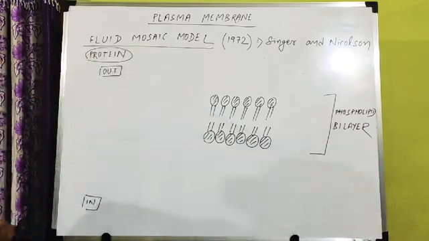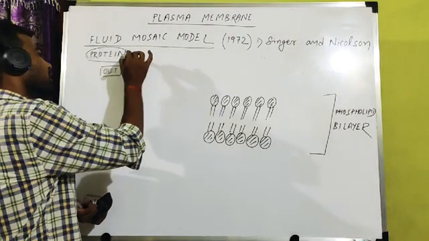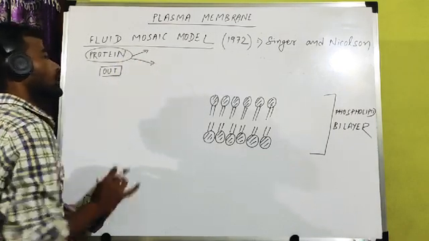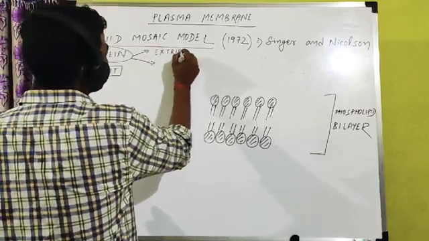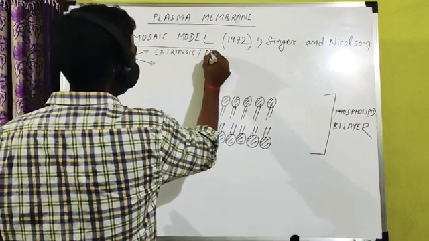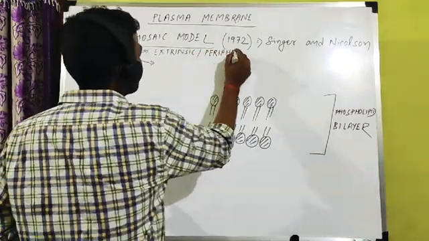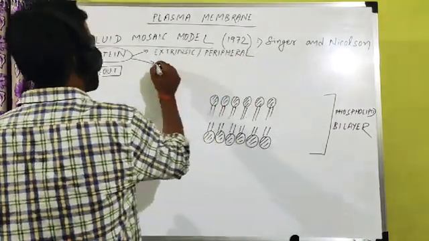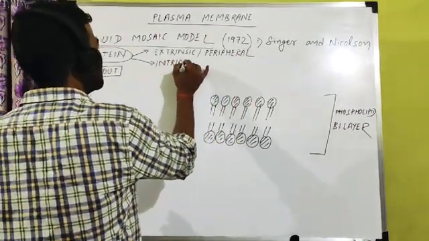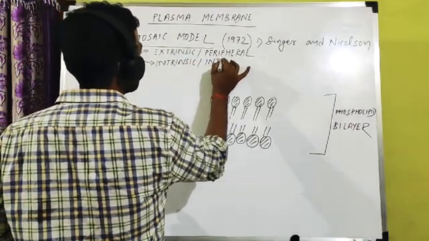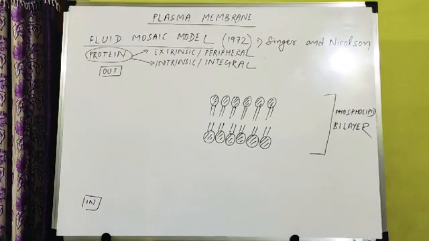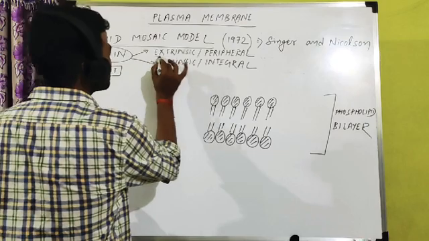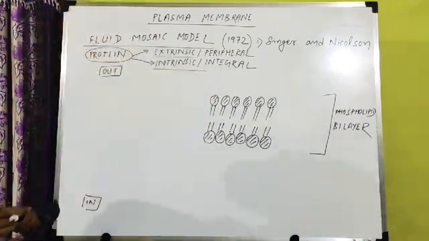So proteins are also present in the cell membrane according to Singer and Nicolson. But they categorized protein into two types. Two types of protein are found. One is extrinsic or peripheral protein. Another is intrinsic or integral protein. Two types of protein are there. Peripheral or extrinsic, integral or intrinsic. So now we will discuss what is extrinsic protein and what is intrinsic or integral protein.